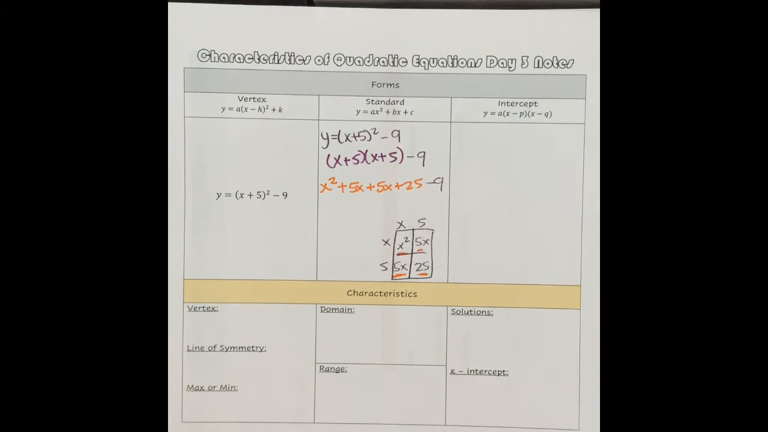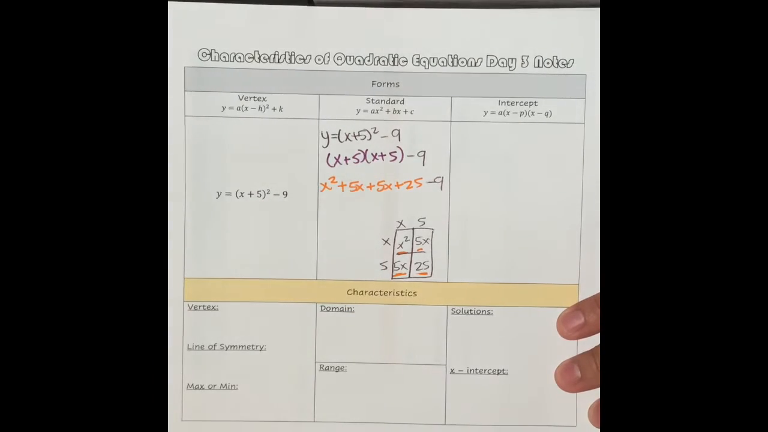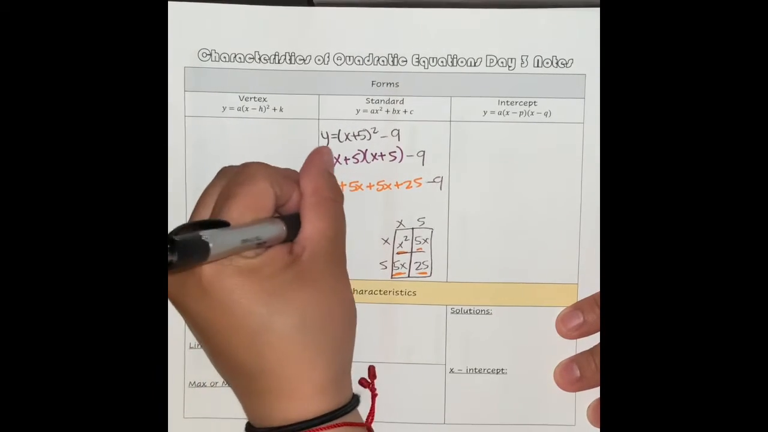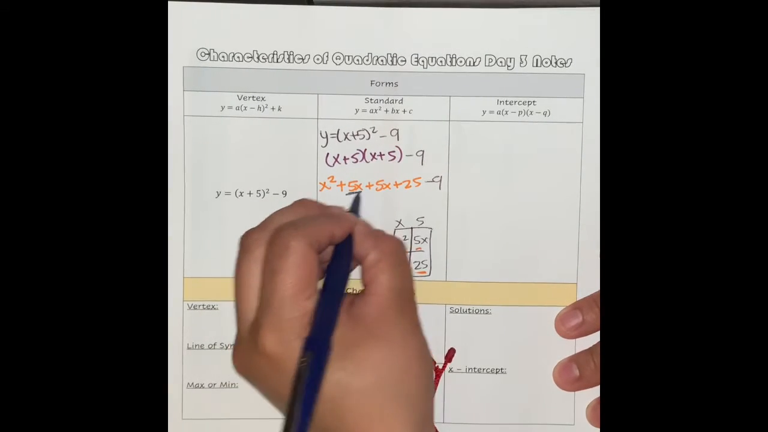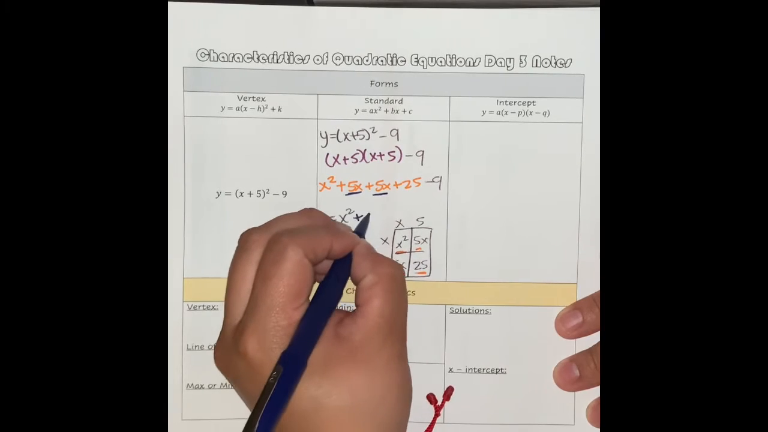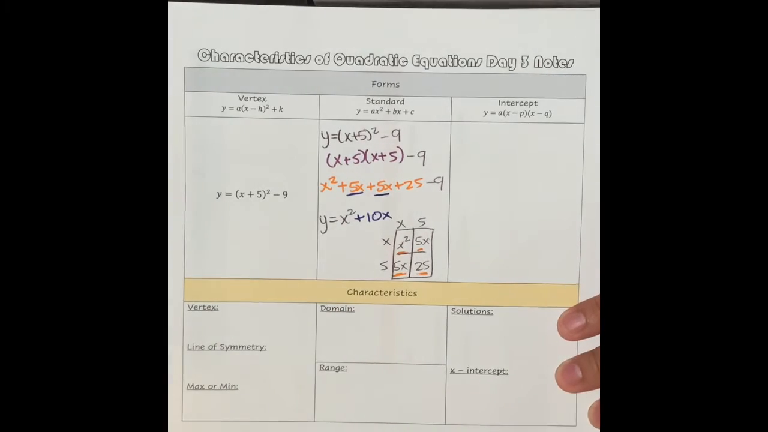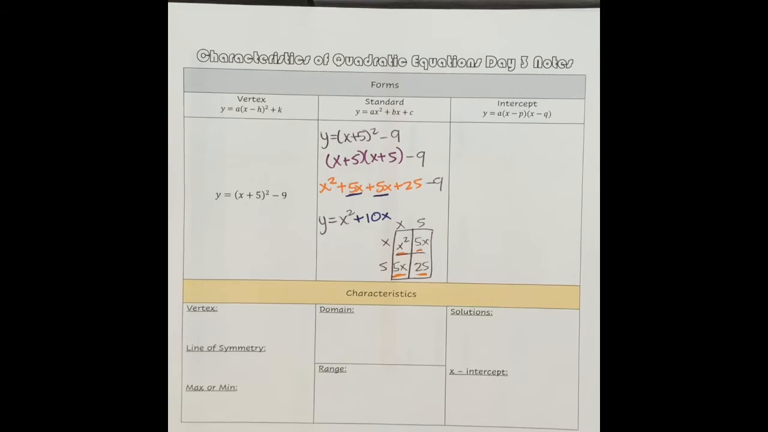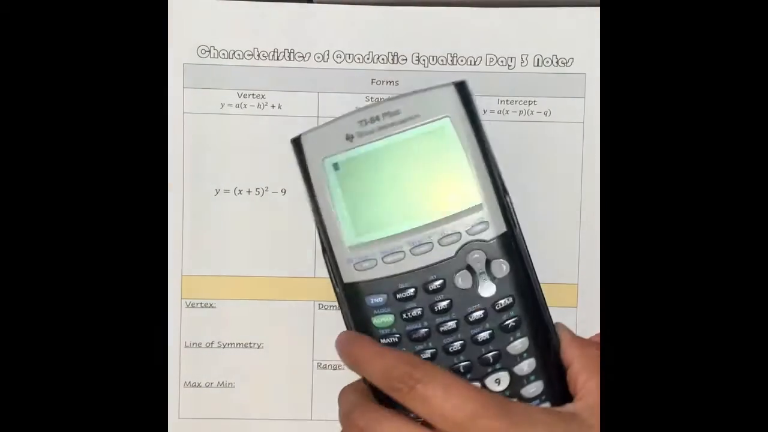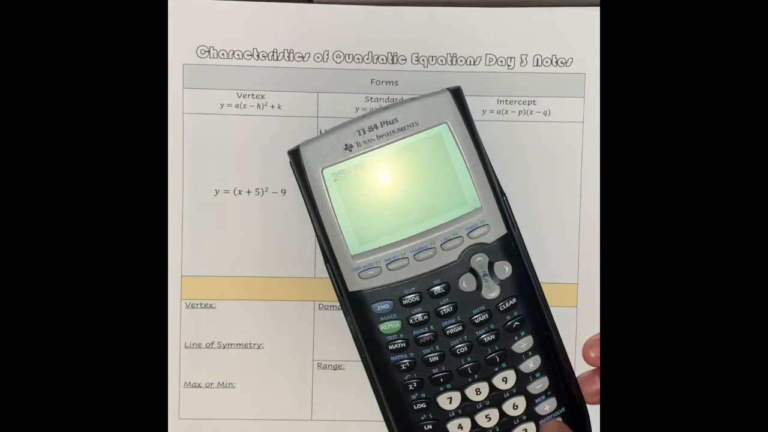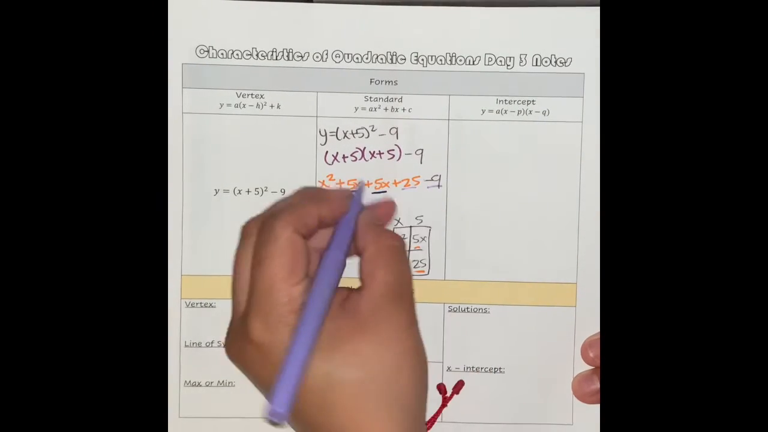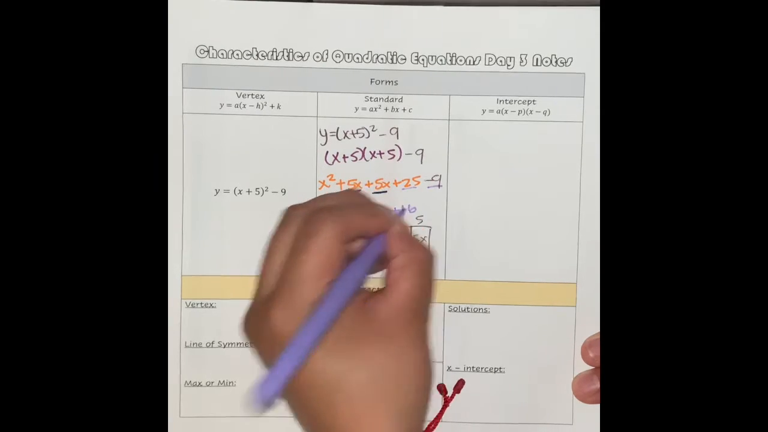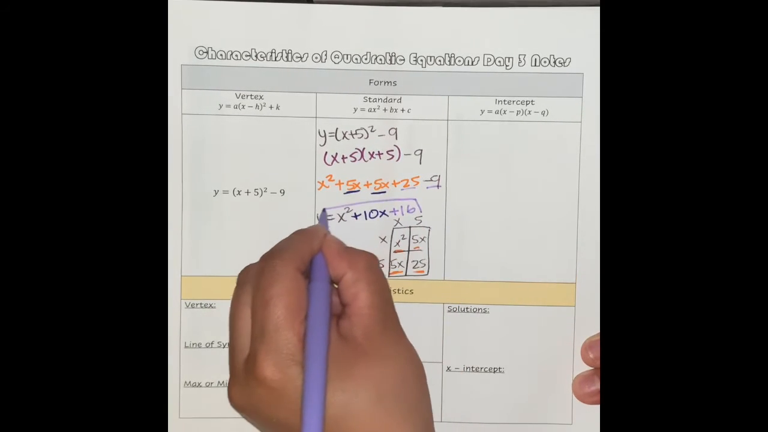I'm going to go ahead and combine like terms. So this x squared does not have anything, so we can just write it down again. And we do have this 5x and 5x that we can combine, making it 10x. And lastly, we have 25 minus 9. 25 minus 9 is 16. So I can combine these two, and it's going to give me positive 16. And that will be my standard form.